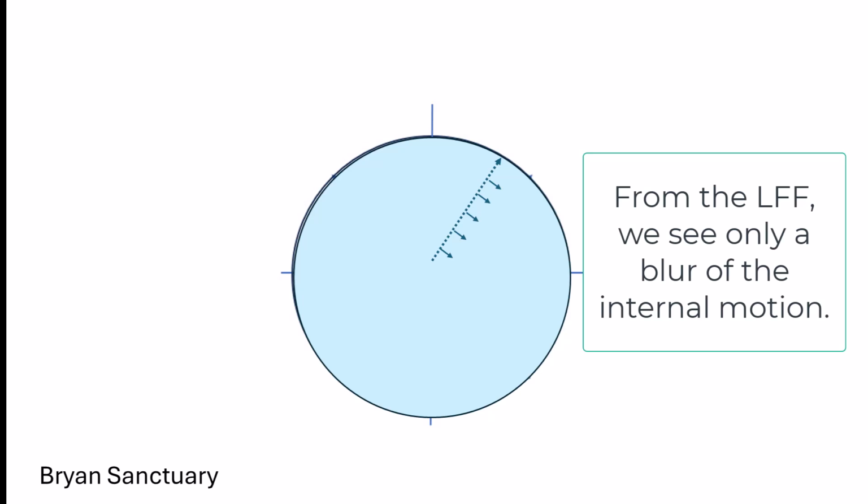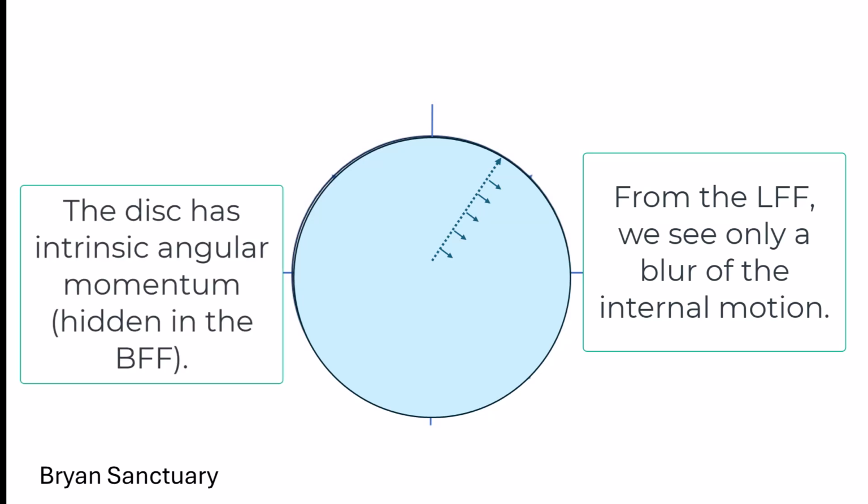Here is the same figure seen from the laboratory fixed frame. It is a spinning disk of angular momentum. We see only a blur of what is happening in the body fixed frame. From the laboratory fixed frame, we see a small point, a disk in our case, with intrinsic angular momentum. And that means the angular momentum is there, but hidden.